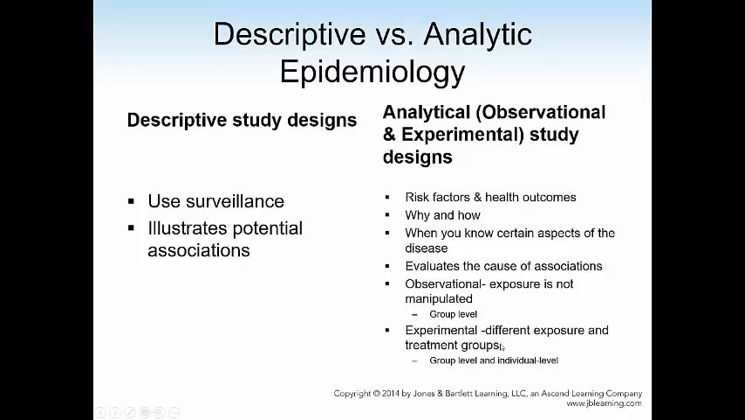As opposed to an experimental study design. If you remember your general biology class, you probably remember that in a good experimental study, you want to have some controls in there. And usually certain things are manipulated. You usually have two different groups to compare. So the experimental study design uses different exposures and treatment groups to compare, like placebos, exposed, unexposed, that sort of thing. And you can look at this both at a group level or an individual level.